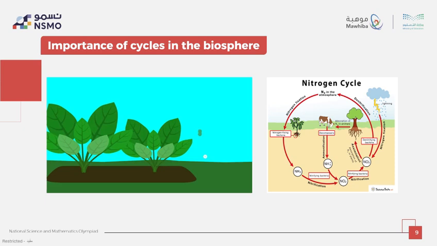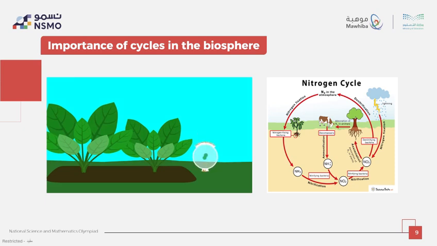Step 5, denitrification. Some bacteria convert nitrogen back to gas, returning it to the atmosphere. So the key message here: the nitrogen cycle ensures that nitrogen is recycled and remains available for living organisms. Okay, and there will be a short video that explains this cycle in a deeper and visual way. So focus on the main idea now.